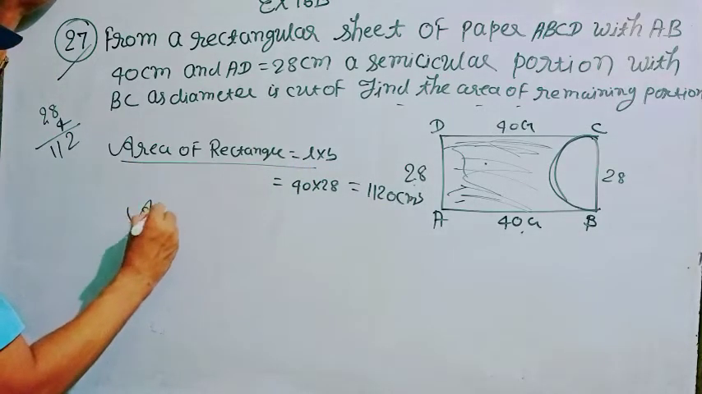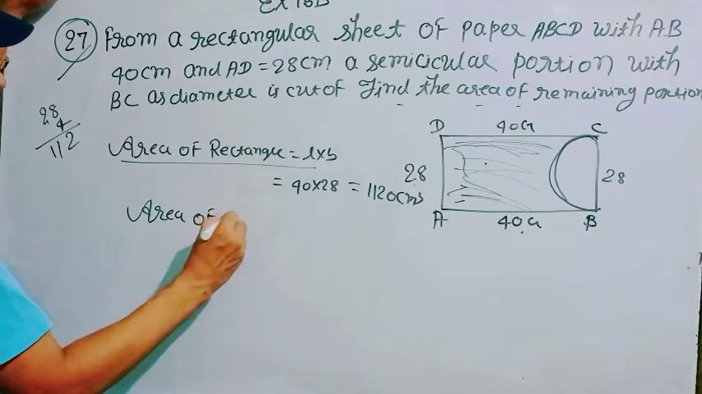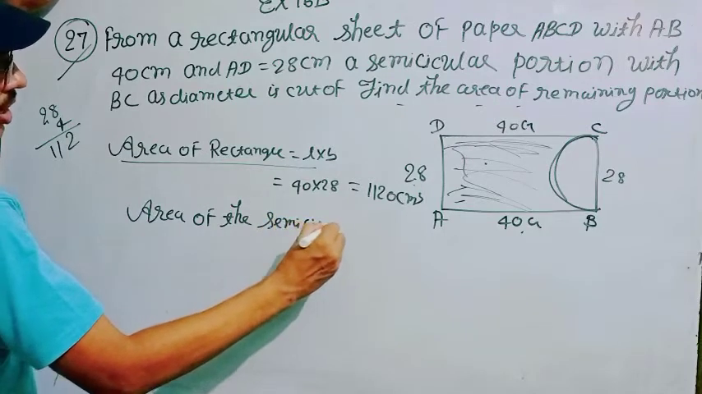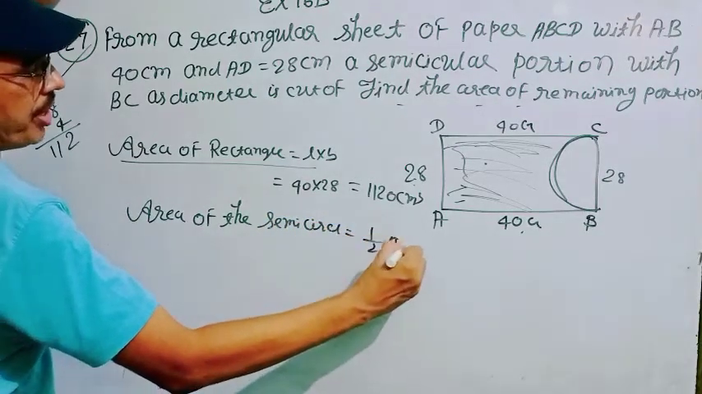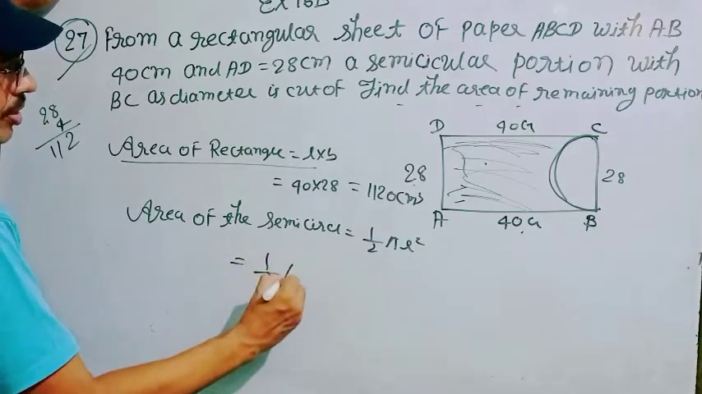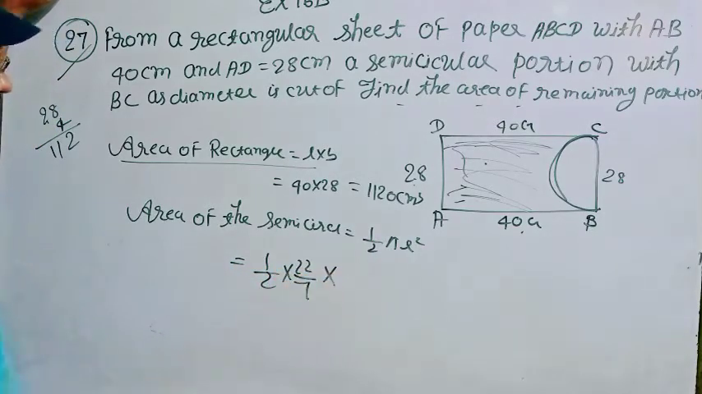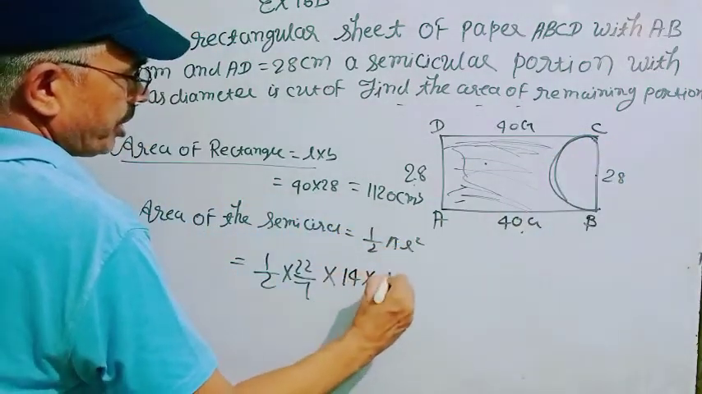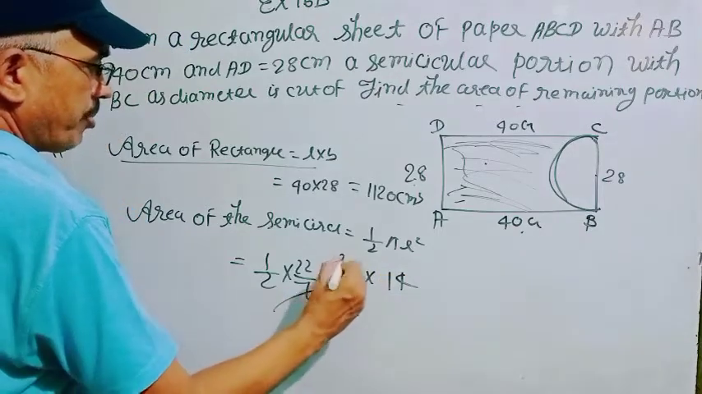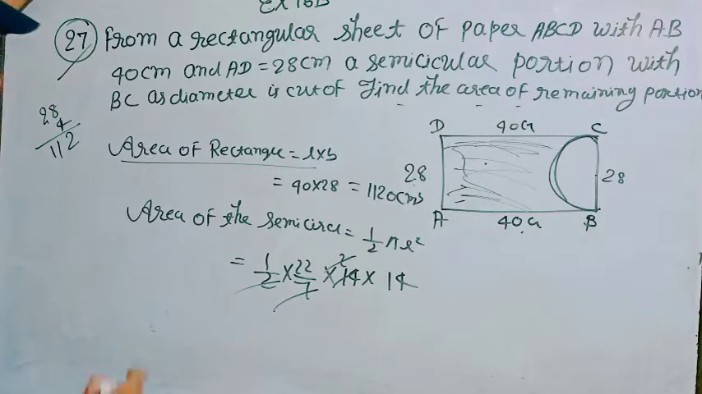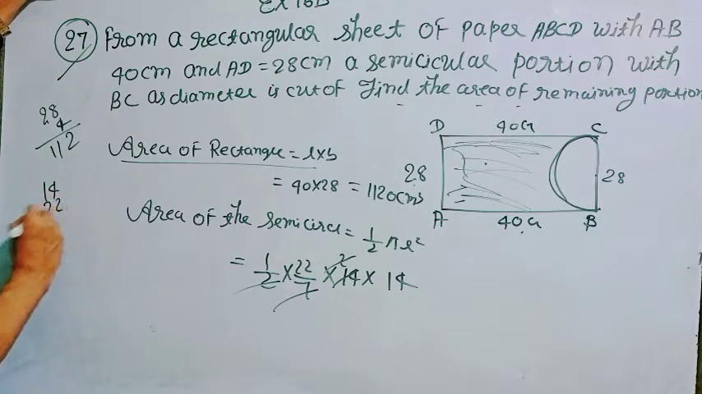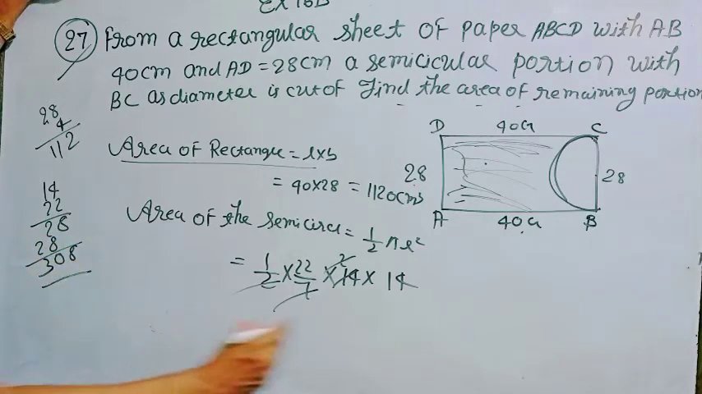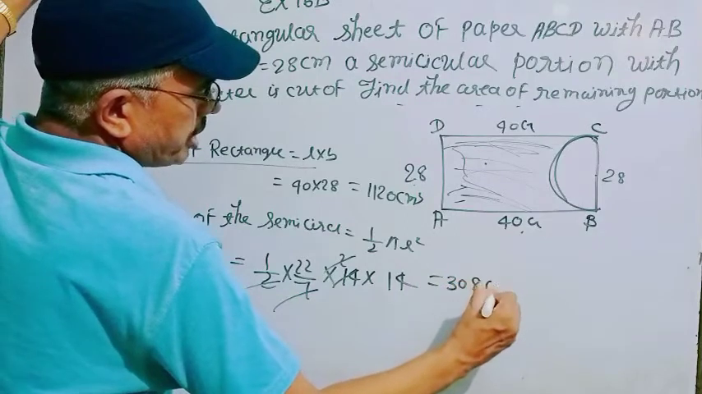Next, area of the semicircle is equal to 1 by 2 pi r square, that is 1 by 2 into 22 by 7 into r square. What is r? The diameter is 28, then r will be 14, that is 14 into 14. So 7 into 14 and 2 cancel, then you have 14 into 22, that is 308. Hence it is equal to 308 cm square.